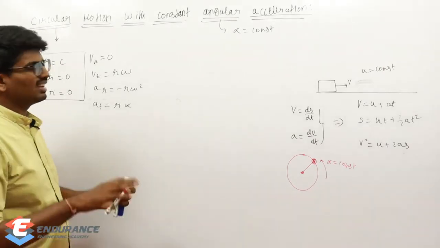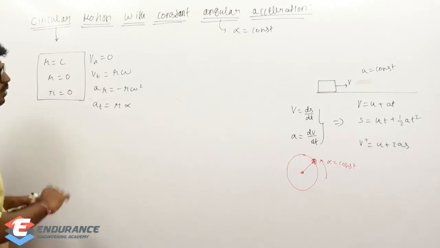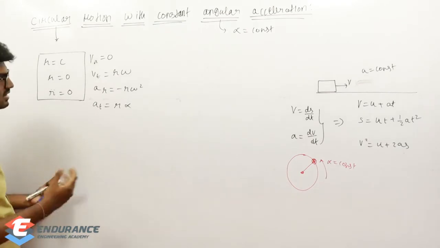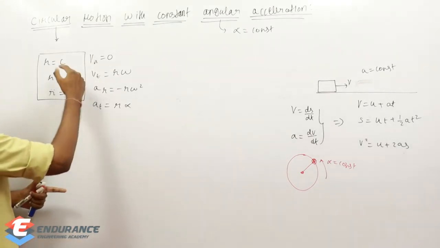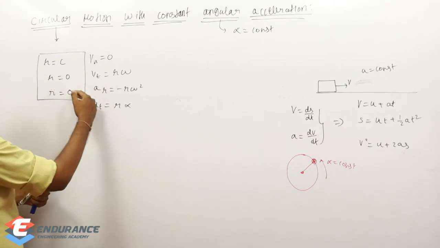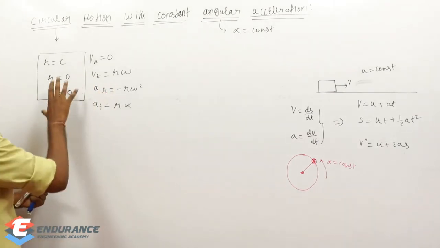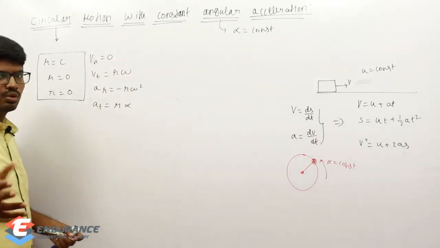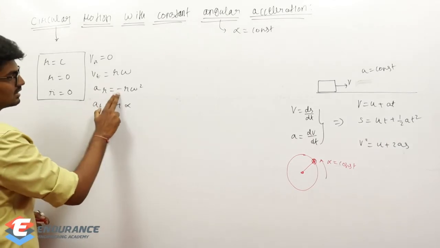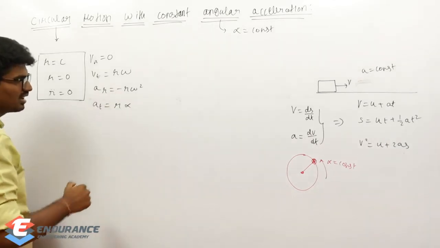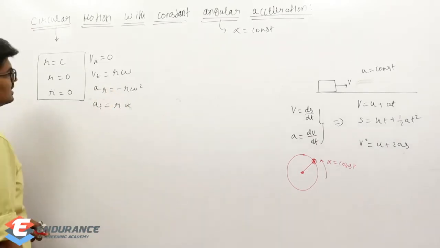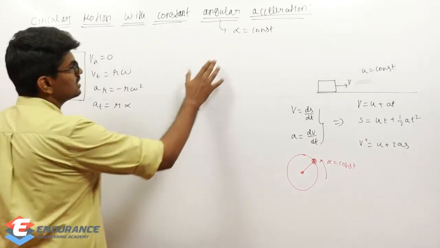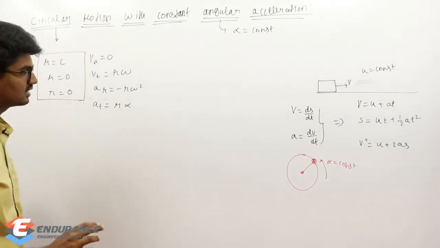Whatever may be the circular motion, any circular motion, these conditions are true. The radius will be constant, the first derivative will be 0, and the second derivative of the radius will also be 0. Because of this, radial velocity is becoming 0. Tangential velocity we got as r omega, where omega is the angular velocity, and the radial acceleration is minus r omega square. What does it signify? We will see it later. And tangential acceleration is r alpha.